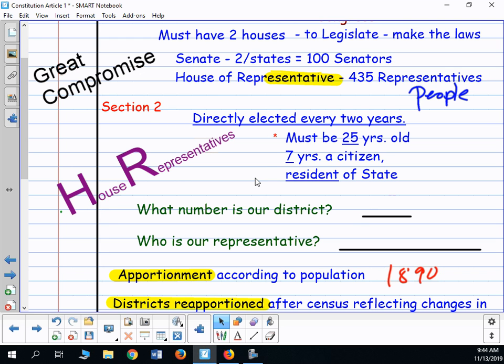So all you have to be is 25 years old and a citizen at least 7 years to be a representative. You do not have to be born in the state or born in the United States, only 7 years a citizen. You do have to, however, reside in the state you want to represent. You cannot represent Indiana and live in Ohio.